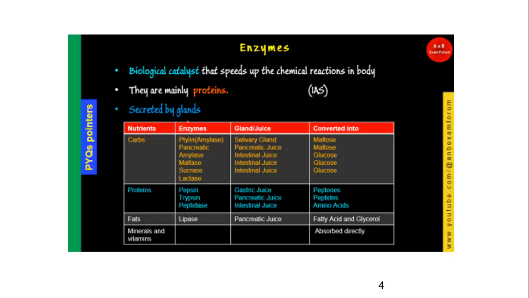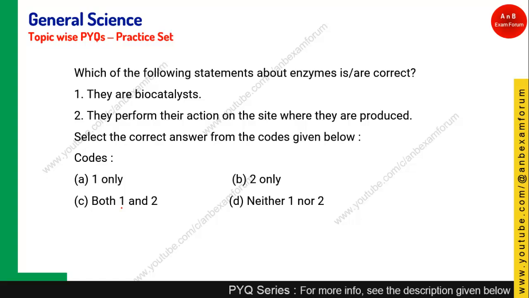So you should know the names of the glands and the names of the enzymes. This table is very important for this chapter. You have to take a screenshot and read all the enzymes, all the glands and all their conversions. More specifically in this table, this protein part is very important, which is commonly asked in the exam. Let's see the next question.